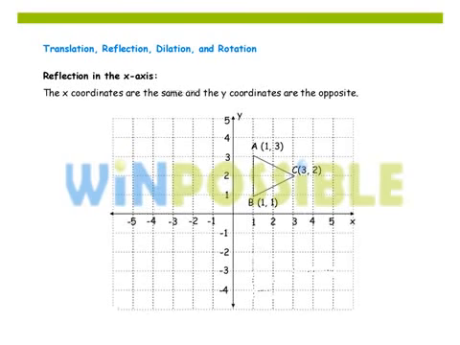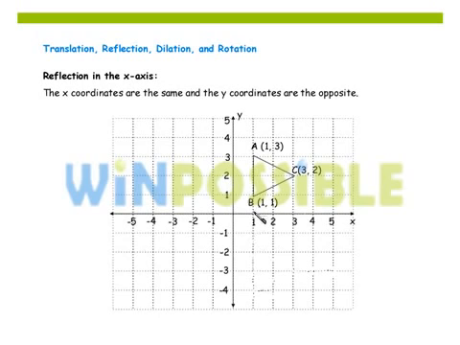For a reflection in the x-axis, the x-coordinates are the same and the y-coordinates are the opposite. So think about reflecting this triangle ABC in the x-axis. You can think about it as picking up this triangle and flipping it over like a pancake onto the other side of the x-axis, so it's going to land right here.